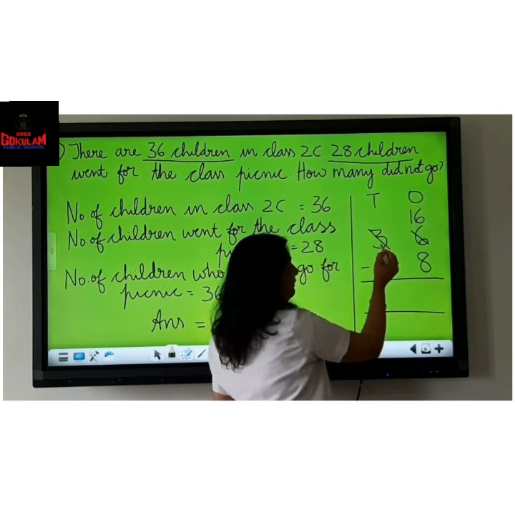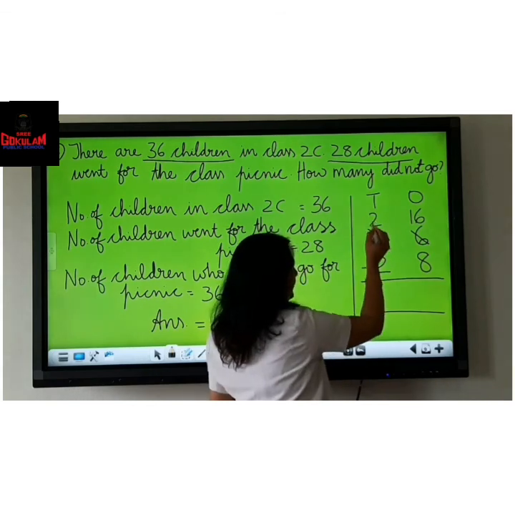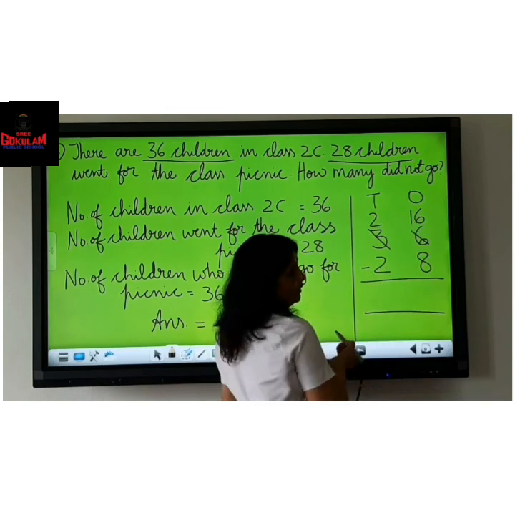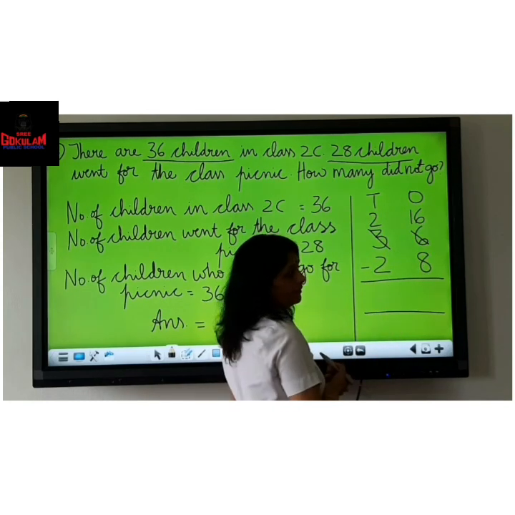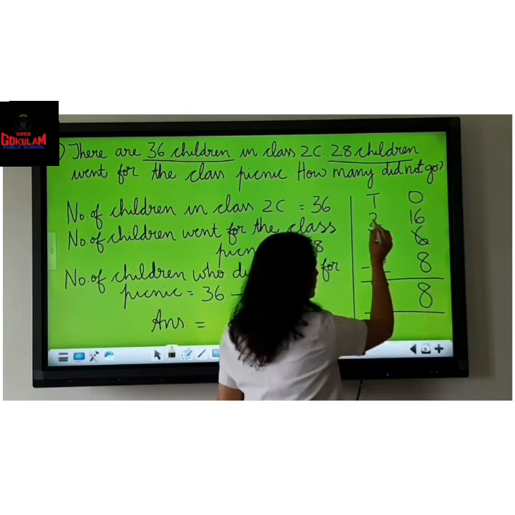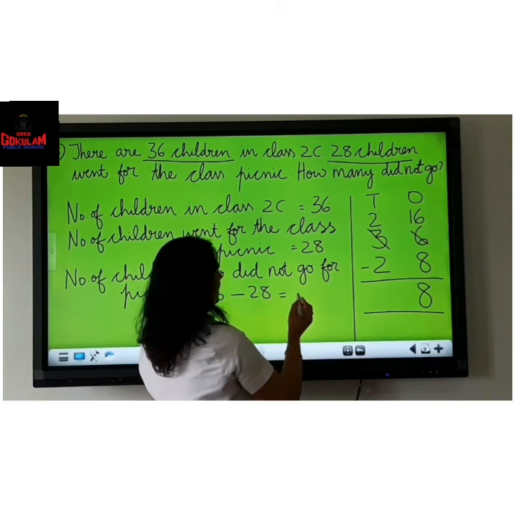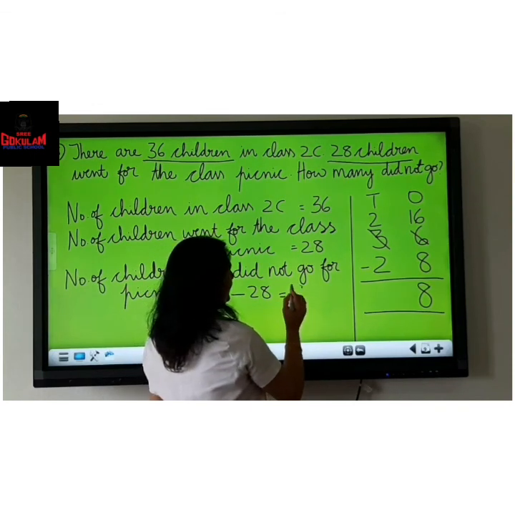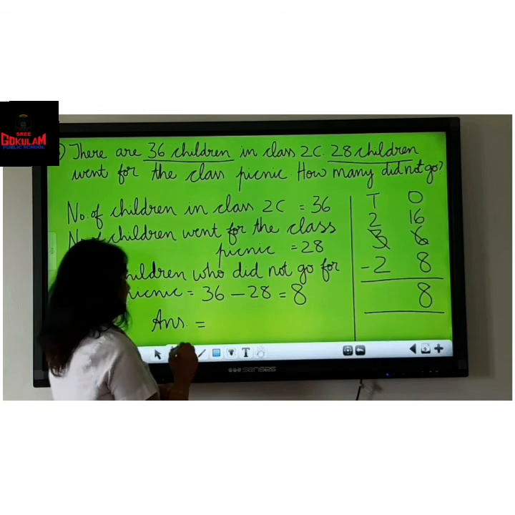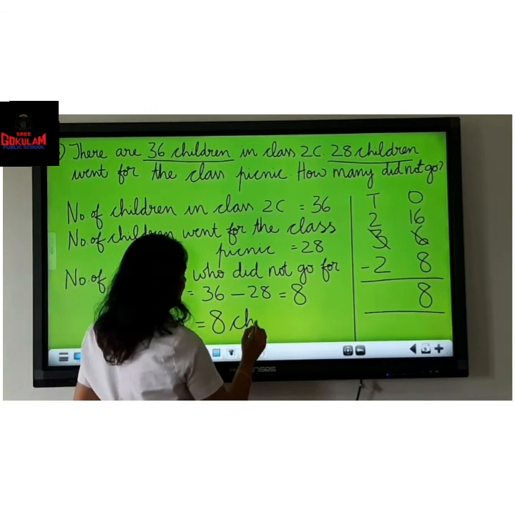Now here we have 1 less. So 3 minus 1, 2. We have only 2 tens over here because we already borrowed. What is 16 minus 8? 16 minus 8 is 8. 2 minus 2 is 0. So how many children did not go for picnic? 8 children. So the answer is 8 children.